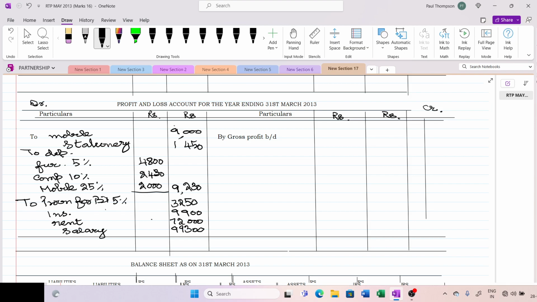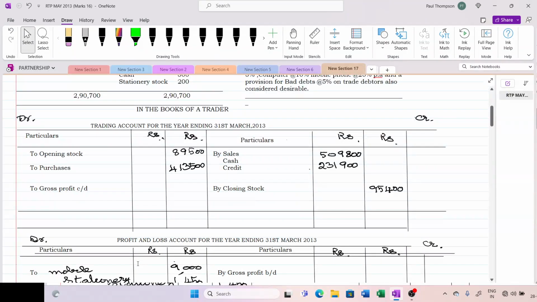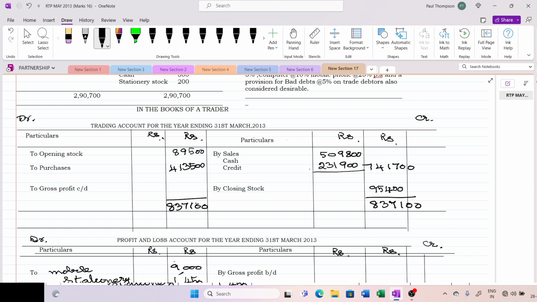Okay, and the trading account, we got the sales. We have to add both these, 509,800 and 231,900 will become 741,700, and the closing stock is 95,400. The total comes to 837,100. Okay, copy this, 837,100. Gross profit is 334,100.